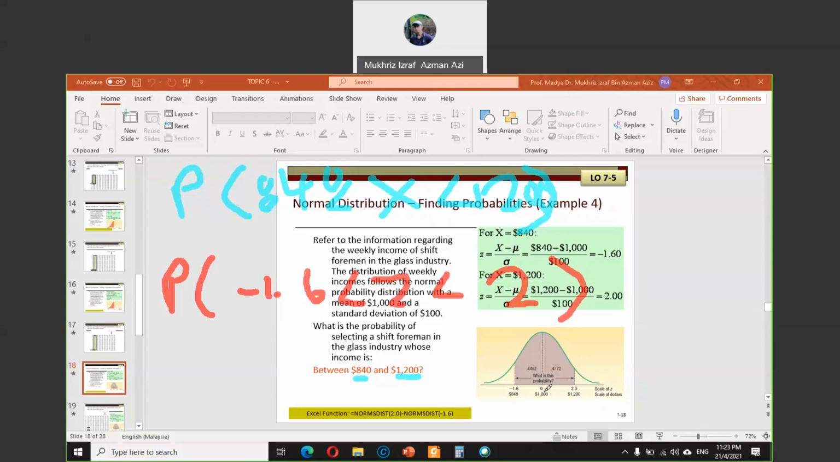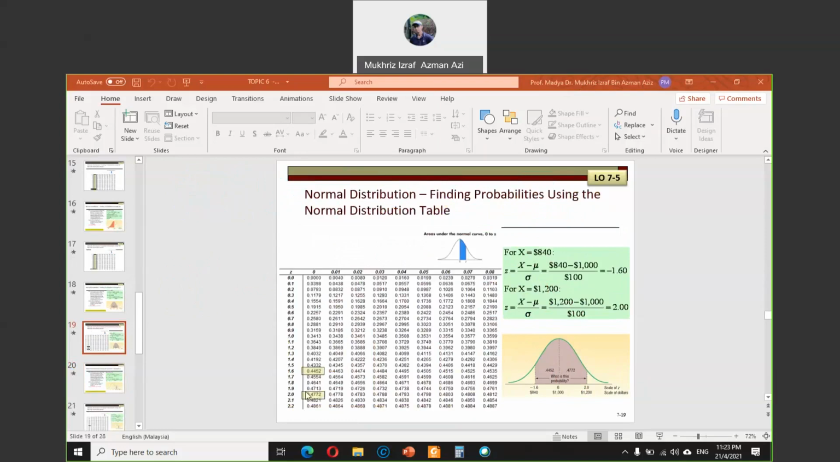Okay, so the first thing is to solve the one with the positive sign first. If you take this part here, it will be P of Z less than positive 2. So this part, you are referring to this area in red. You know that from the table, you can refer directly to 2.0. 2.0 is 0.4772, the one highlighted in this area.